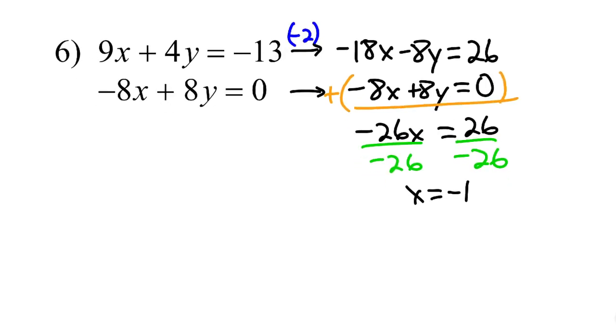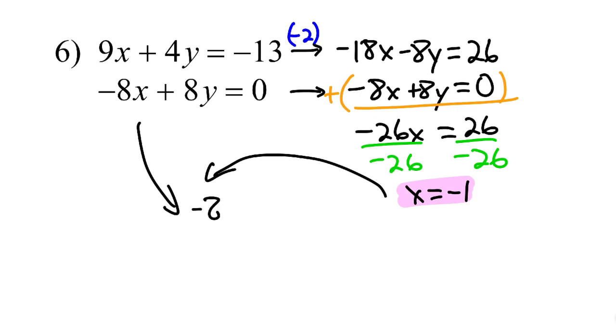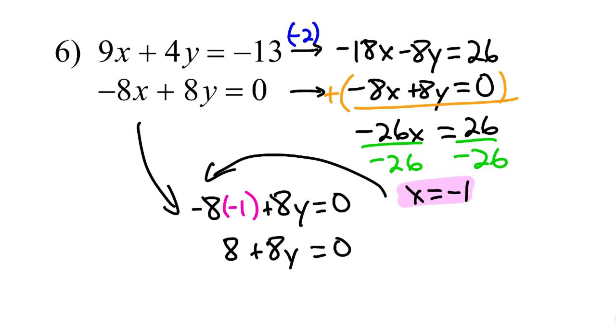Now I need to plug that x equals -1 into one of the equations, and I think I will plug it into this one. I'll take that and this, so I have -8 times -1 plus 8y equals 0. So now that -8 times -1, that's +8, plus 8y equals 0.